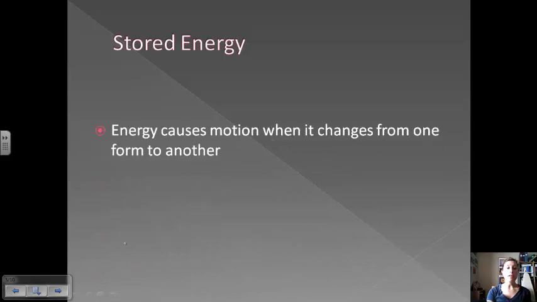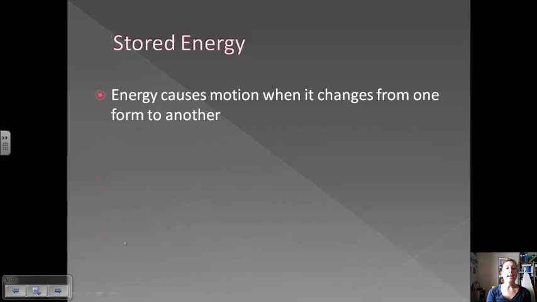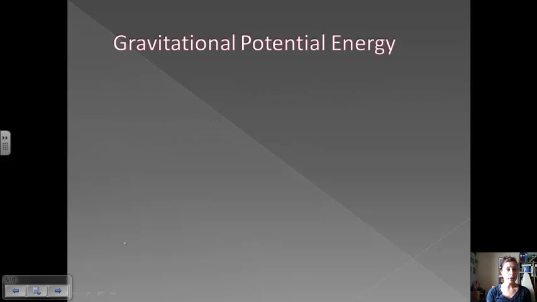Stored energy is our other version of energy, and energy can cause motion when it changes from one form to another. So if you think about a boulder sitting on top of a hill, it has stored energy initially, and when it starts rolling down the hill, it is now in motion and is changing from stored energy to energy of motion, or kinetic energy. So you could also have a vehicle at rest and then moving. We talked about the boulder example, a jack-in-the-box, lots of different examples with this transfer of energy.